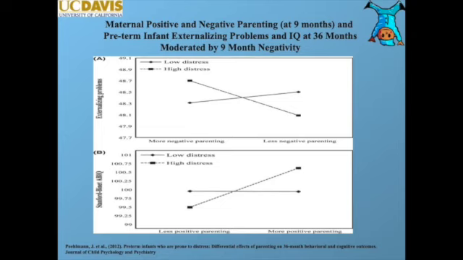Here we have the effects of maternal positive and negative parenting at age 9 months, predicting the externalizing problem and IQ at 3 years of preterm infants. And we're distinguishing those who are high and low in negativity at 9 months. So there are 2 lines in each graph. In the top graph, the more slanted line is showing us that under good conditions, the highly negative kids have the fewest problems, and I wish I had a pointer here, but the same kids under bad conditions have the most problems. The flat line is the kids who aren't highly negative. Good conditions, bad conditions make no difference.